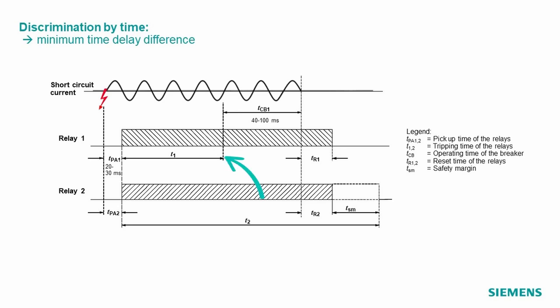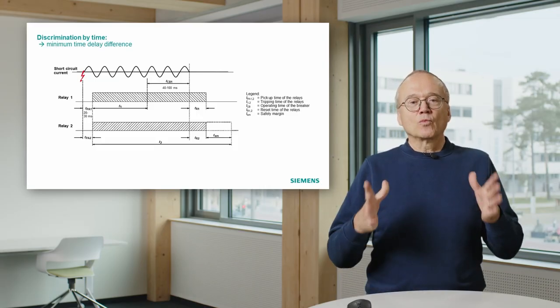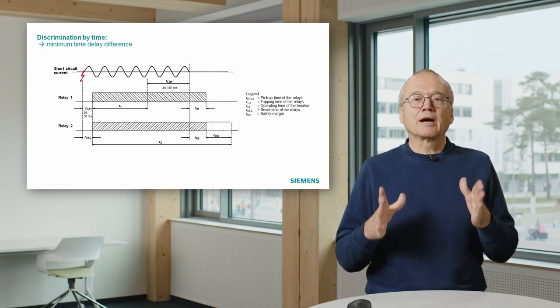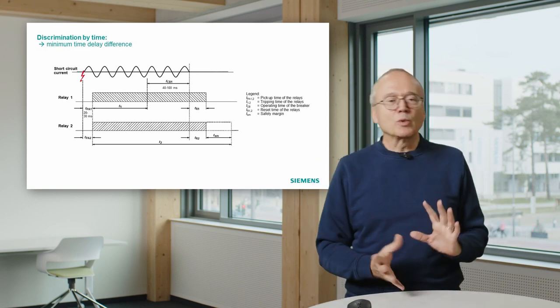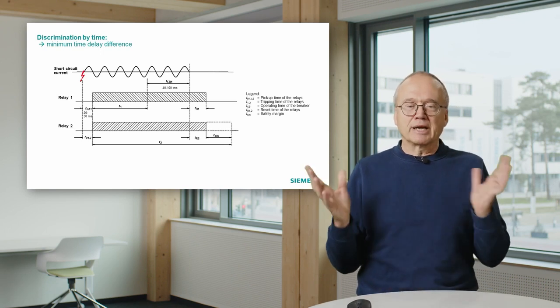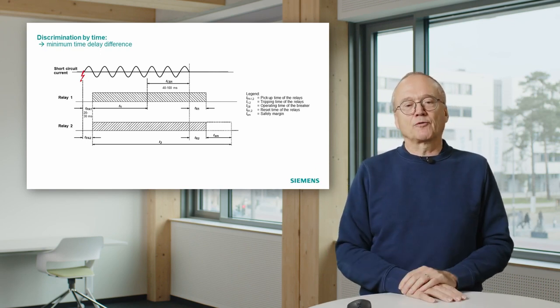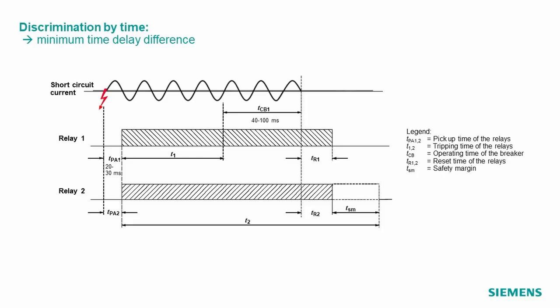That means from the point where the timer has elapsed to the point where the current is really gone, we have some time. And that time depends on the breaker, and that is unfortunately a time which is not very well known. It depends on the maintenance state of the breaker and the type of the breaker and so on. And we must be careful that, remember, relay 2 is expected not to trip.